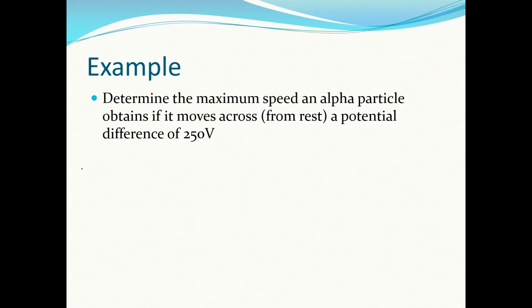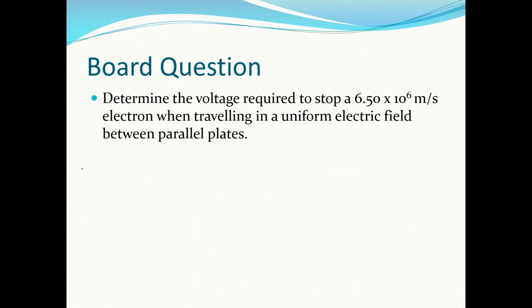So let's do a board question. Give her a pause, figure it out, see what you can do. So determine the voltage required to stop a 6.5 times 10 to the 6 meters per second electron when traveling in a uniform electric field between parallel plates. Okay, I will do it. Make sure you try it first.